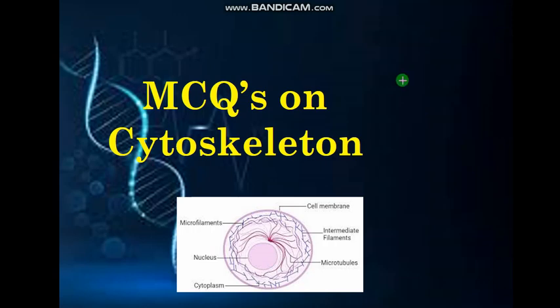Today we are here to discuss important MCQs on cytoskeleton. So, this is the cytoskeleton. This structure involves microtubules, intermediate filaments, and microfilaments. This provides the shape to the cell. So, here we'll discuss some of the important MCQs regarding cytoskeleton.